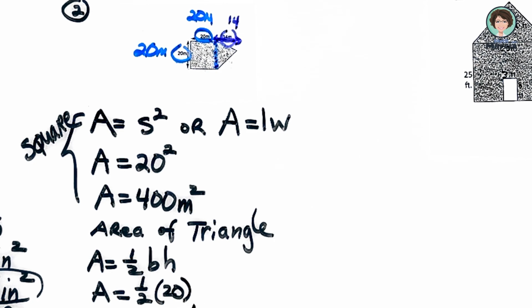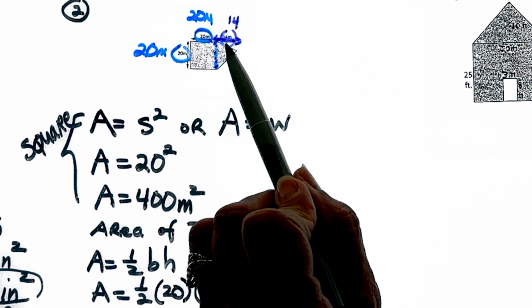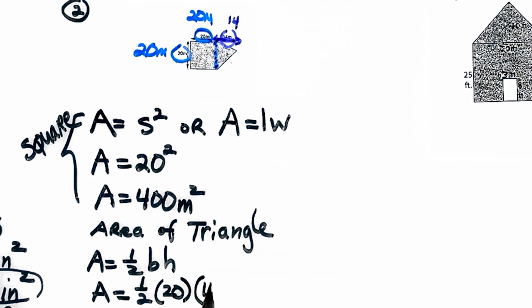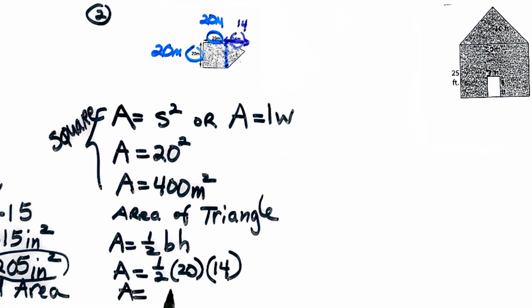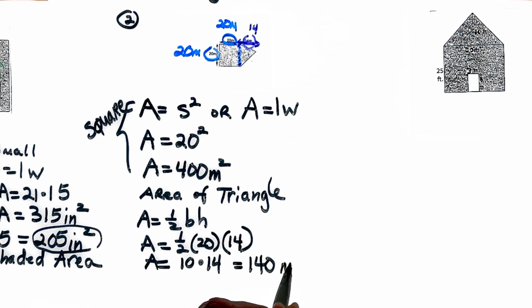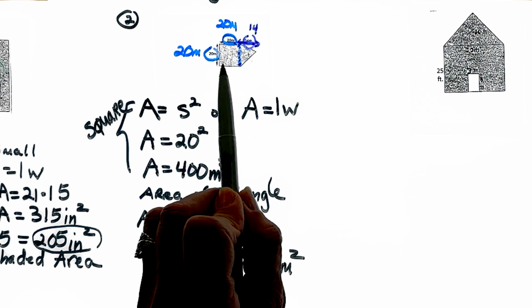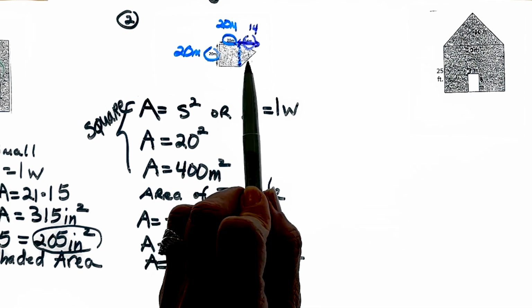We don't write our units in there. And again, the height of the triangle was that 14 that was marked there. So as I'm working this problem, we know 1/2 of 20 is 10, and 10 times 14, the area of our triangle is going to be 140 meters squared.